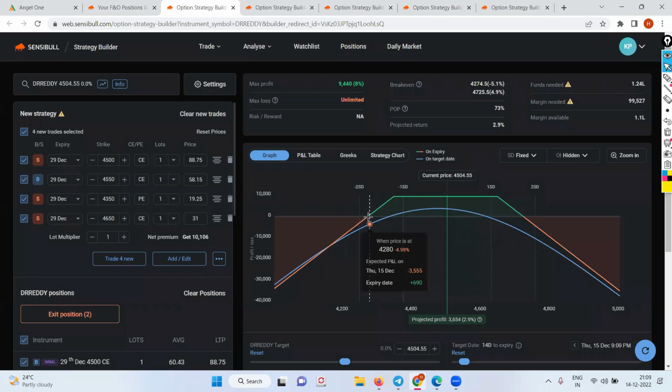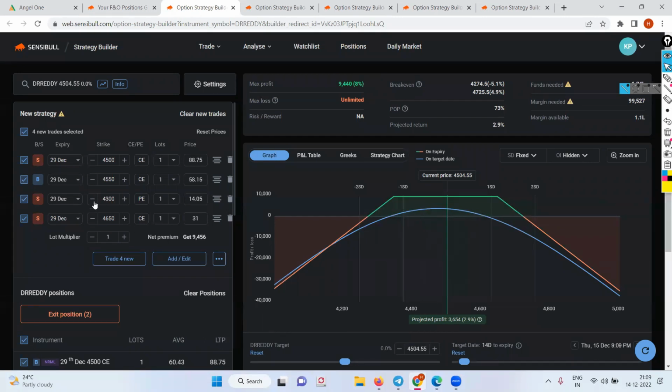Right now you have a safety of 5% on the downside, 5% on the upside. Yes, your capital will also increase. So I'm just telling you, if your view is bullish, don't even come into strangle. If your view is sideways, go for strangle conversion.